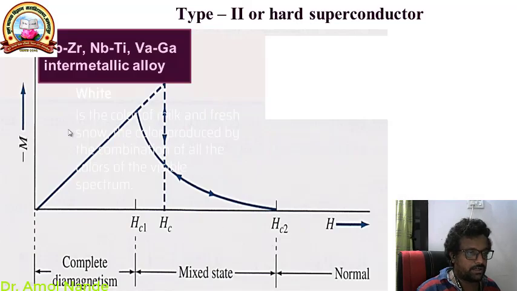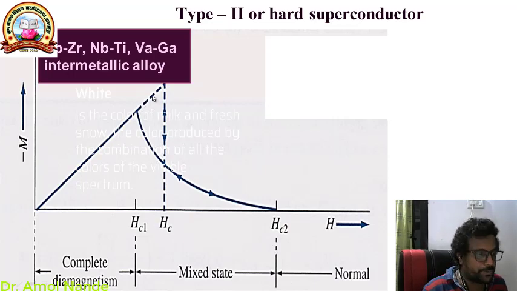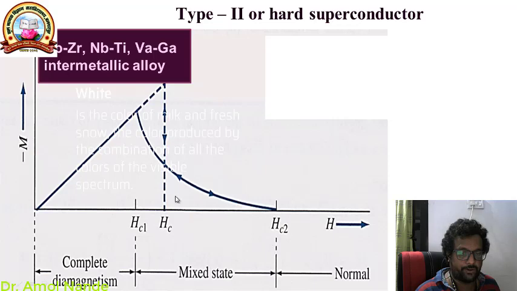So this is the graph showing the comparison of type 1 and type 2 superconductors. The dotted line shows the type 1 superconductor, and the solid line shows the type 2 superconductor. So you can see the basic difference. There is only one Hc value, one critical field value. Below that the material is a superconductor, above that the material is a normal conductor. But here, there are two critical values, Hc1 and Hc2.